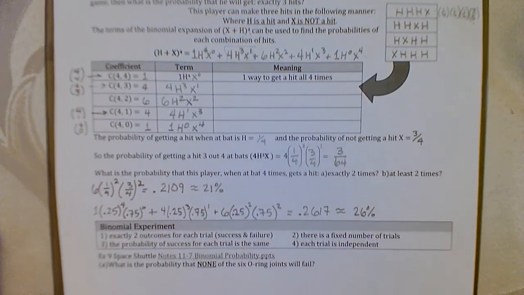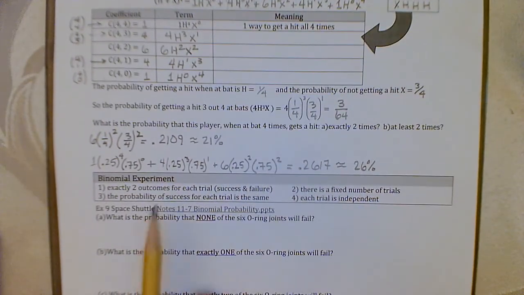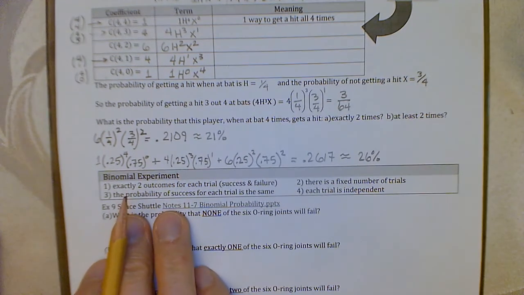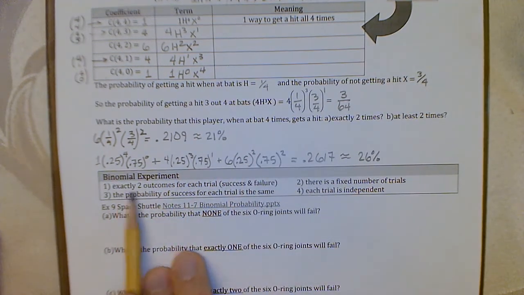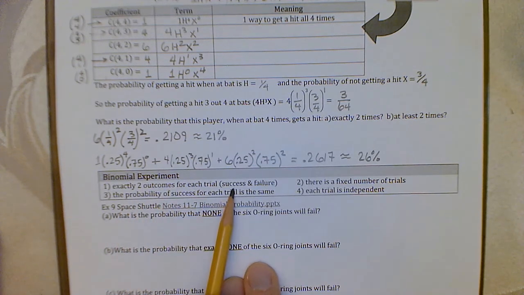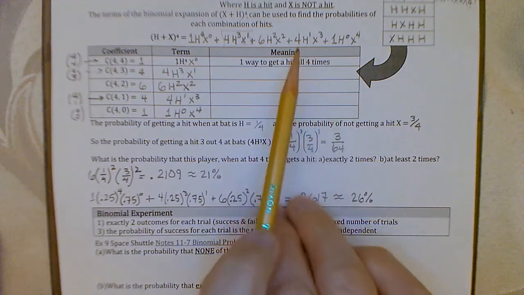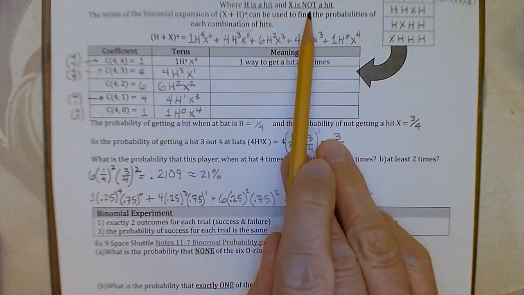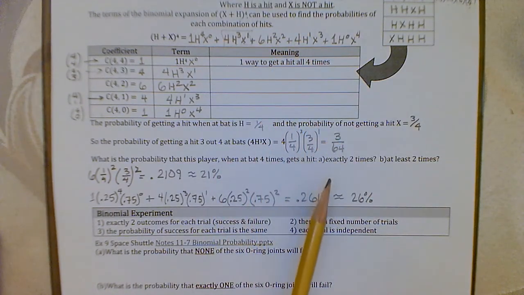All right. So for these binomials, how do we know that a binomial experiment is going to be appropriate here? So first of all, exactly 2 outcomes for every trial. So success or failure. It's either he hit the ball or he did not hit the ball. We don't have a third option, he struck out, for example. 2 options only.